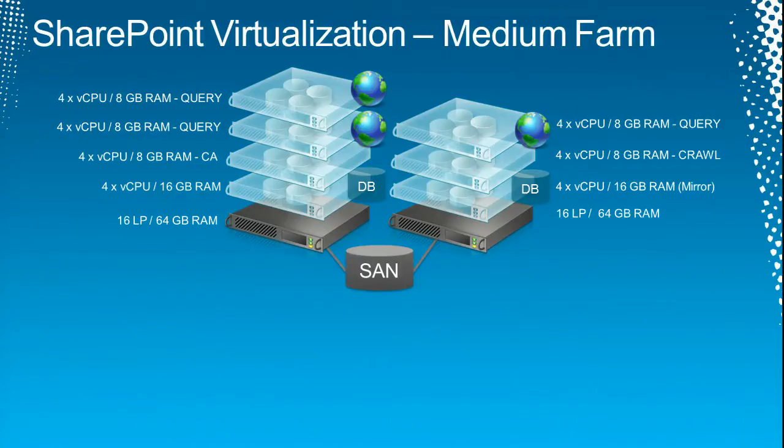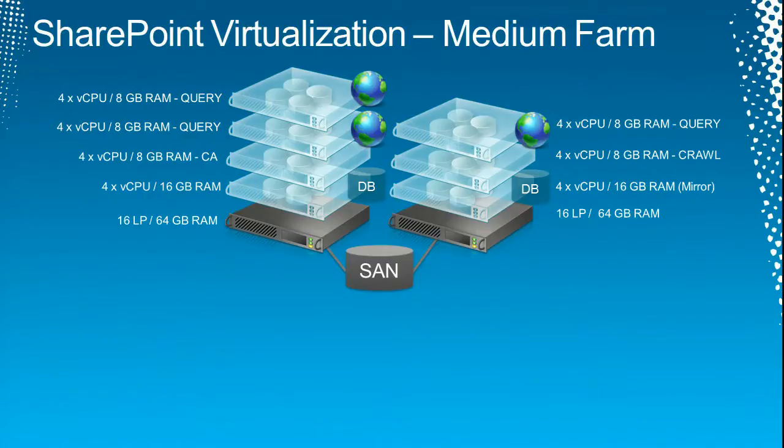But it does say in the SharePoint hardware virtualization requirements that for production on a medium farm, your web and your application servers should be a minimum of 8 gig, okay, ideally. Your database servers are at 16 and they're mirrored, and our hosts have gone up to 16 logical processors, so 16 cores and 64 gig of RAM.